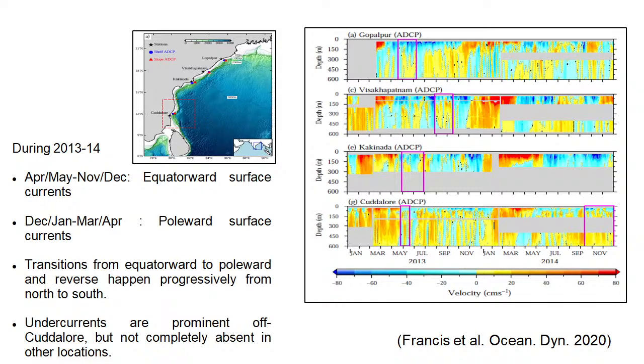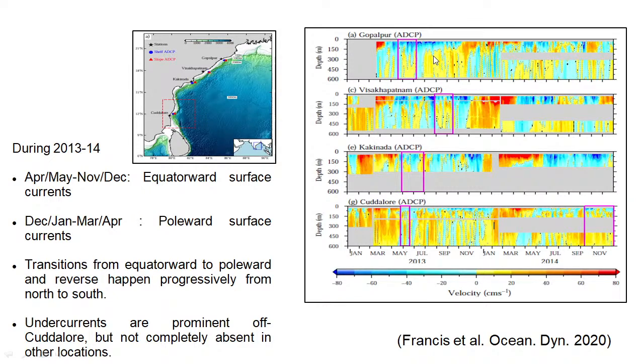Most of the studies were looking at the surface or whatever available at the top layer. So here, if you look at the ADCP observation from 4 locations, Gopalpur, Visakhapatnam, Kakinada and Kadalur. So these are the 4 locations which are marked in this graph. And what is interesting is that, okay, Gopalpur, we are seeing this seasonal reversal, that's good, but we are also seeing that there are quite strong undercurrents. The surface current and the subsurface current may not be in the same direction.